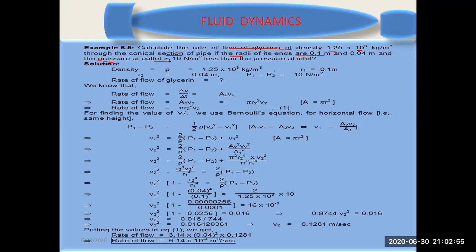less than the pressure at the inlet. The pressure at the outlet is less and the pressure at the inlet is more. So this clearly shows that there will be a difference of the velocities as well.